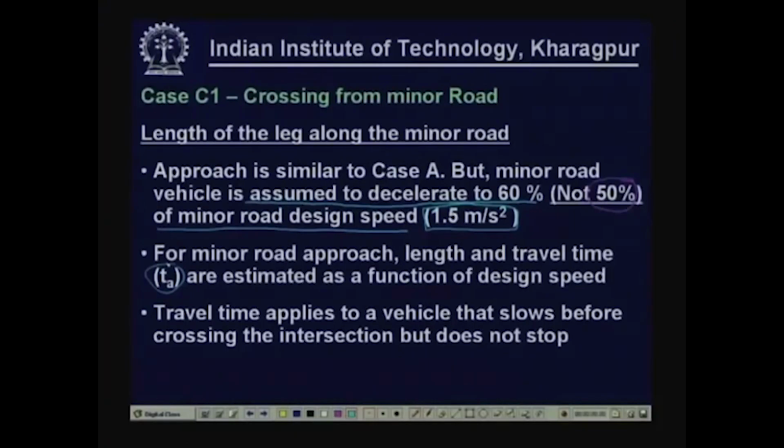Now, for design purposes, it is assumed that vehicles will slow down, reducing their speed following a certain deceleration, up to 60% of the approach speed for the minor roads, but the vehicles will not stop. So, they will reduce the speed, but they will not stop. For that condition, what is the required time? That is given, and we refer to it here as TA, approach time.